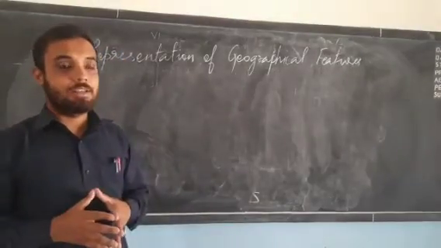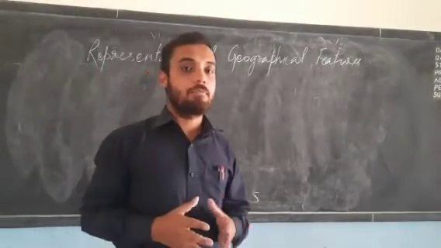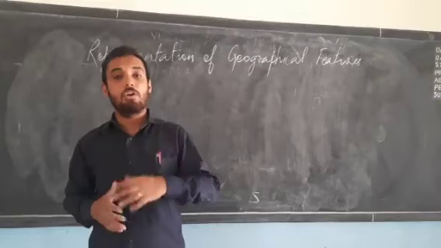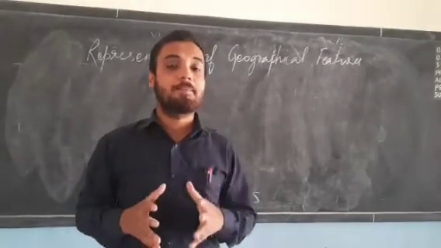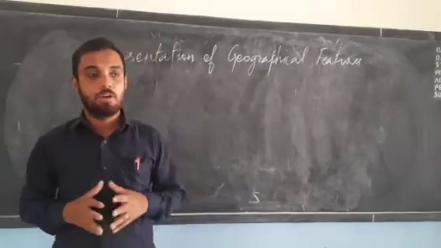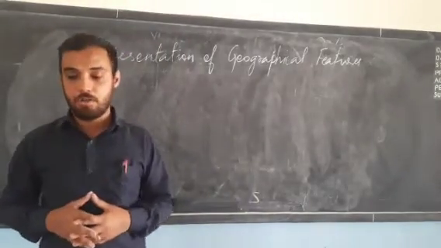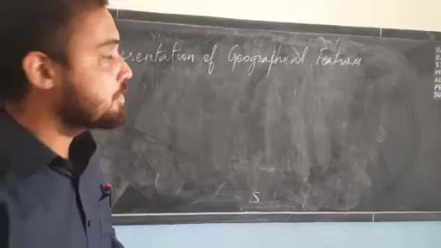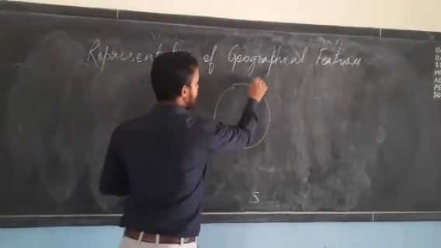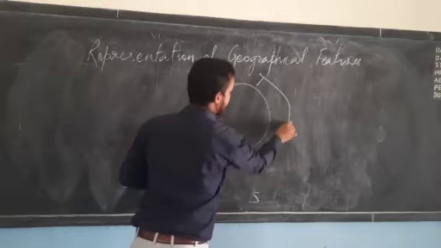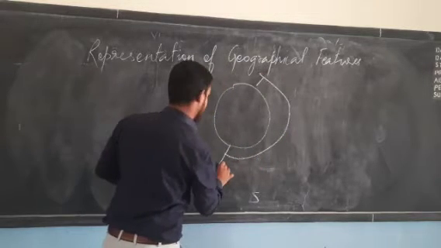Now the first thing that helps us understand the geographical features is a globe. Now what is a globe? A globe is a model of the earth, and it is round in shape.